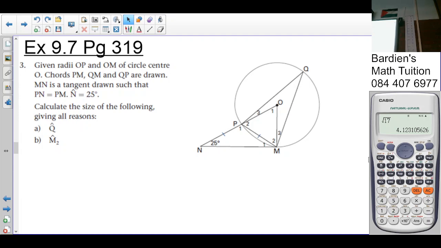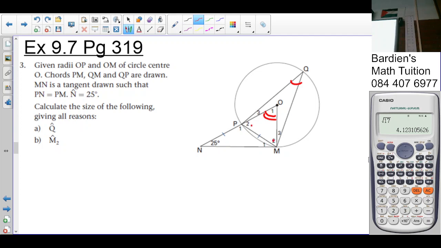Then we are told that O is the center of the circle, chords PM and MQ and OP are drawn. So if this is drawn, what do we know? We know that O1 is double angle Q. Why? Angle at the center is twice the angle at the circumference. So we know that that is also equal to that.